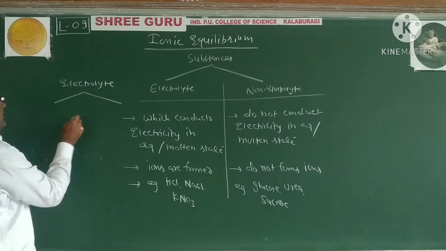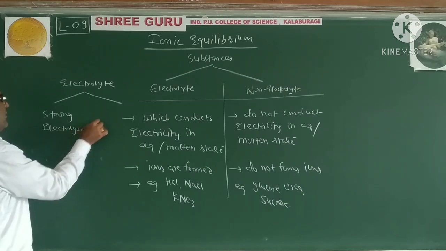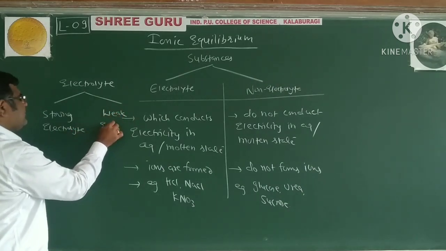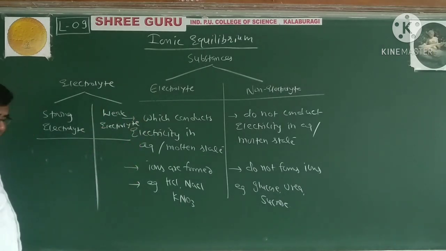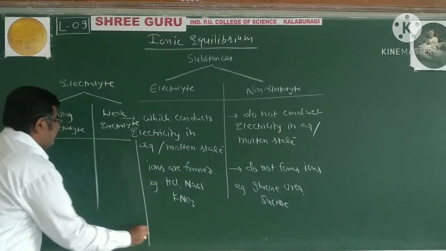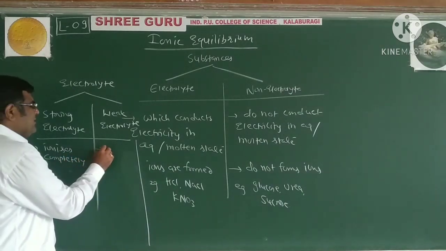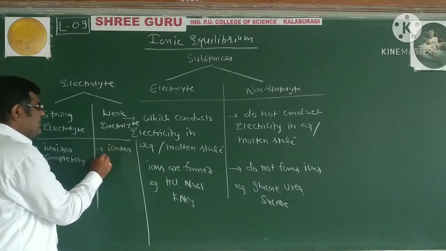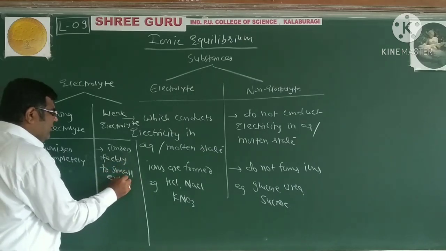Now this electrolyte can be further classified into strong electrolyte and weak electrolyte. What is the difference between strong electrolyte and weak electrolyte? We can say a strong electrolyte ionizes completely, almost completely. Whereas a weak electrolyte ionizes feebly. Feebly means to a small extent. Ionization is very low.